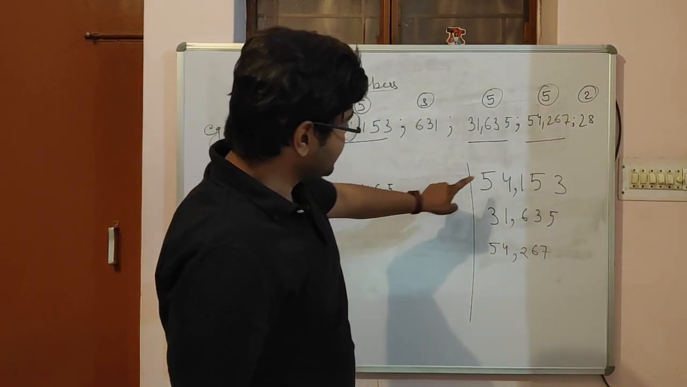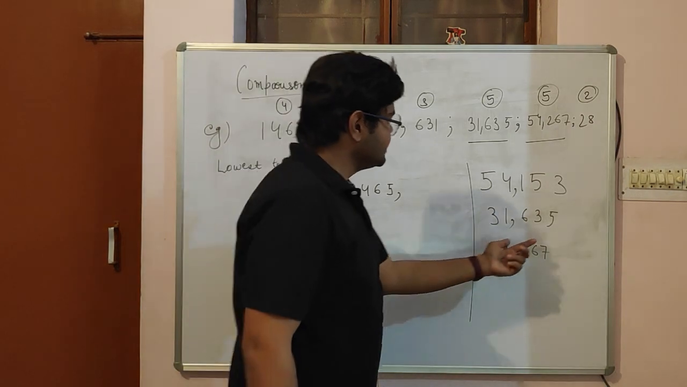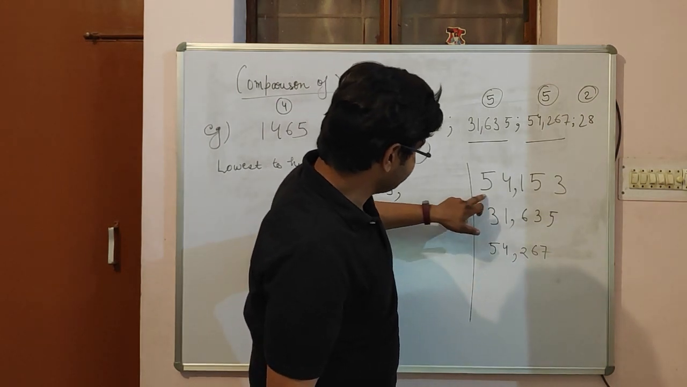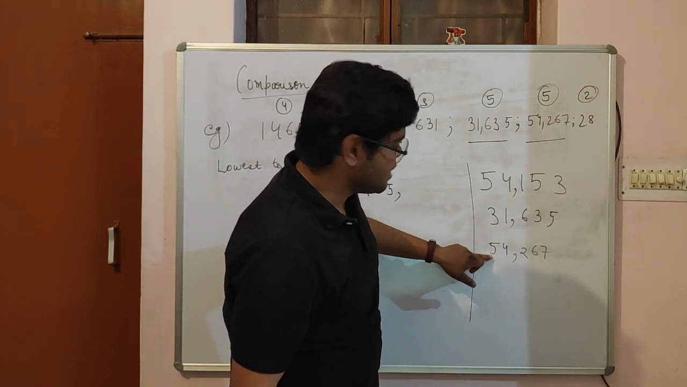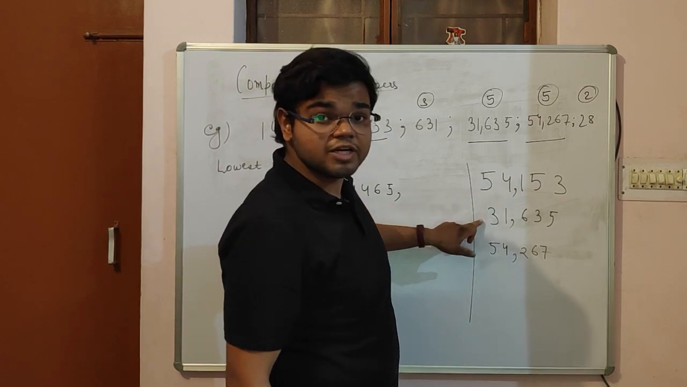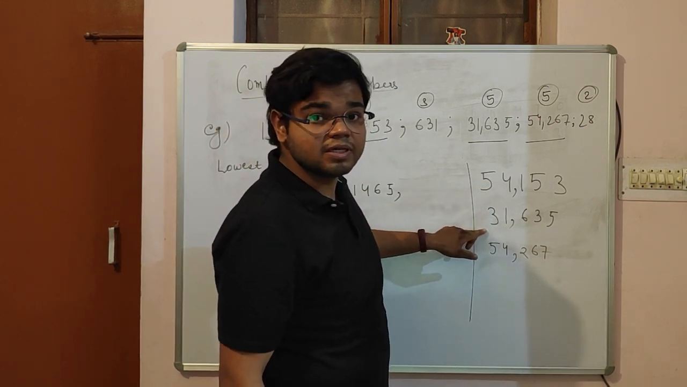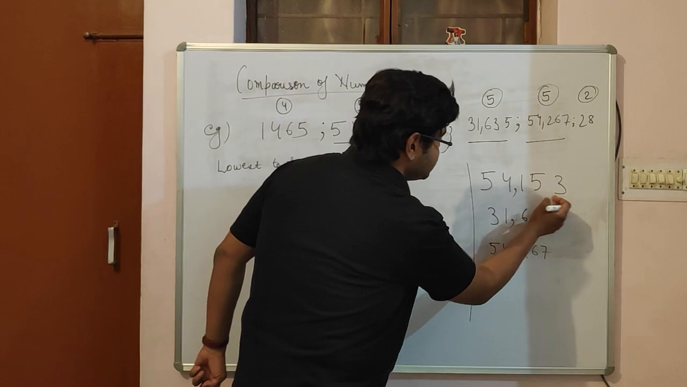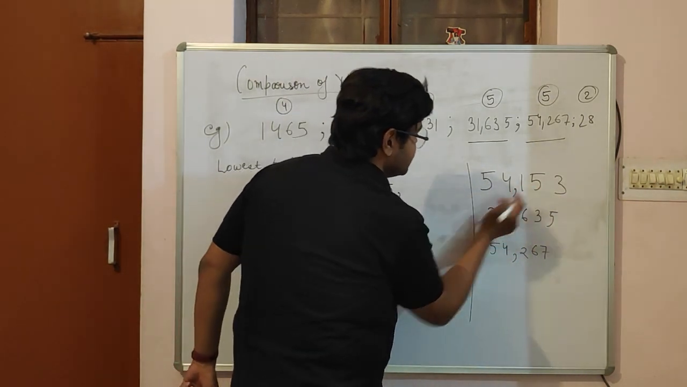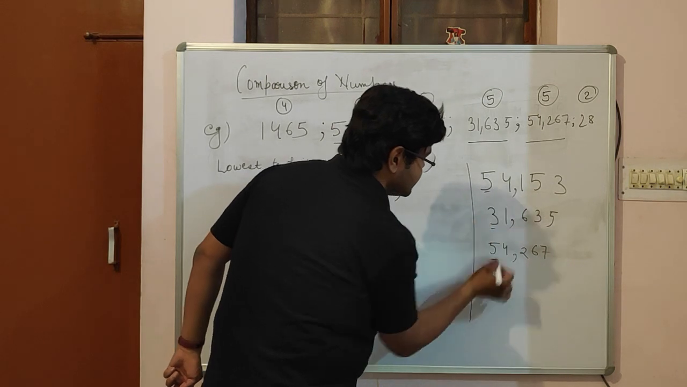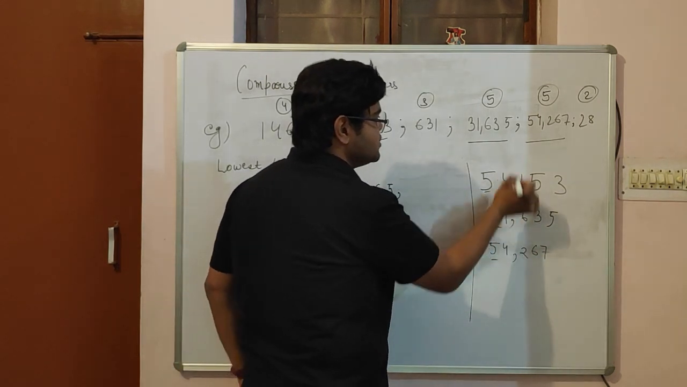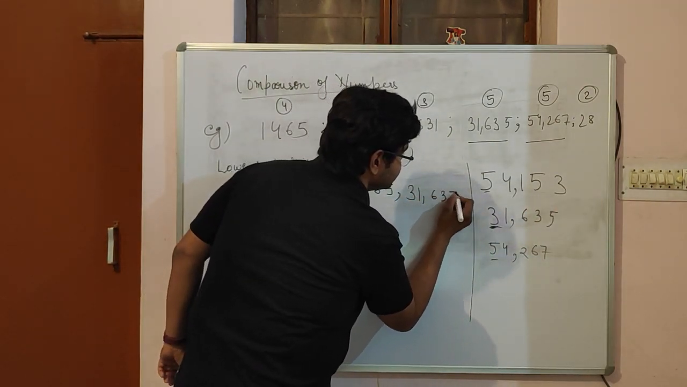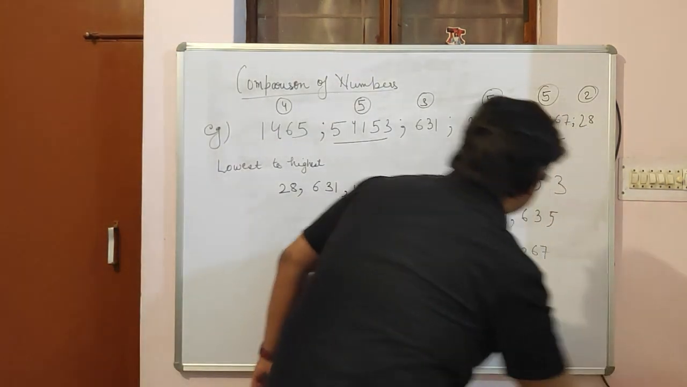Now, looking here at these 3 numbers, we look at the extreme left digit in each number. So here we have 5, here we have 3, here we have again 5. So is 5 bigger or is 3 bigger? We know that 3 is smaller than 5. So out of these 3, in the extreme left of the number, which digit is the smallest? Here, 3 is the smallest. So out of these 3, which number is the smallest? 31635. Okay. Let me write this.